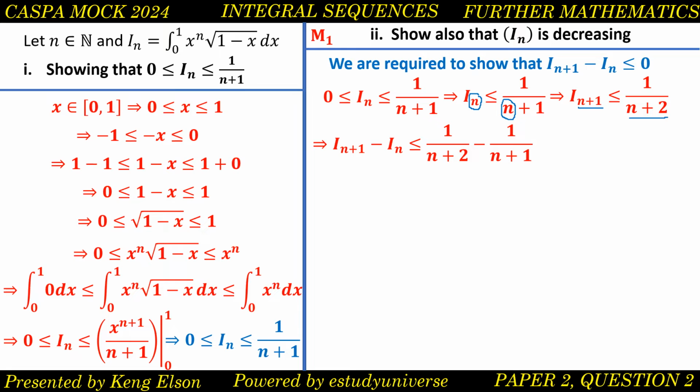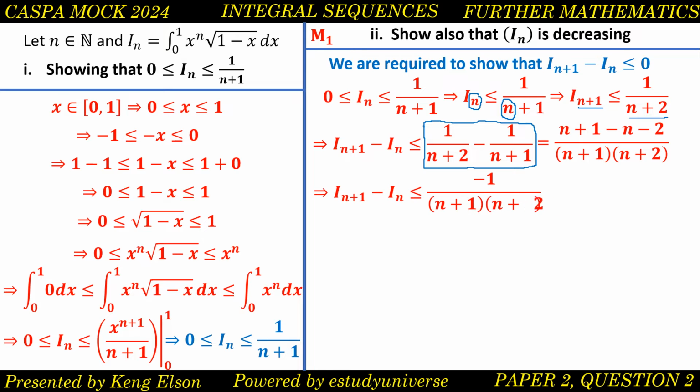Now if I simplify 1 over n plus 2 minus 1 over n plus 1 by bringing the fractions together, I look for the LCM. This is what we are going to have, and when we simplify everything, the numerator is going to give us negative 1, while the denominator will give us n plus 1 times n plus 2. So it therefore means that I of n plus 1 minus I of n will be less than or equal to negative 1 divided by n plus 1 times n plus 2.